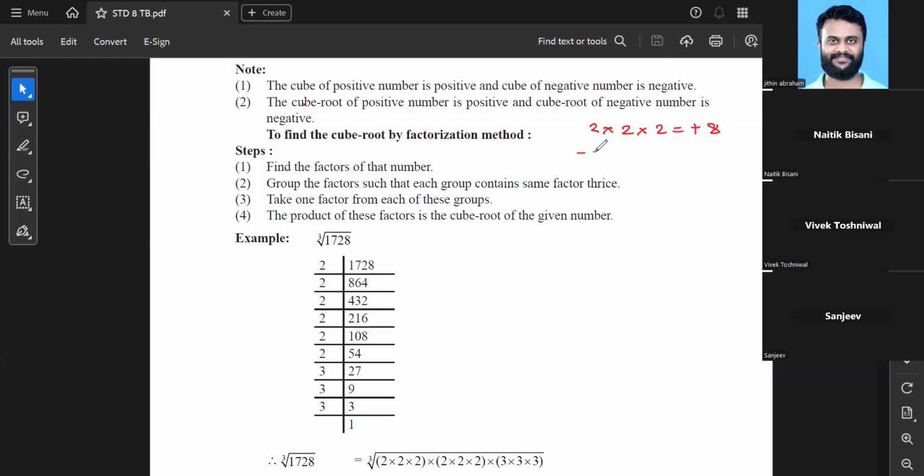Now, if you are cubing minus 2, this was 2 cube. Now I'm going to do minus 2 ka cube. It's minus 2 multiplied by minus 2 multiplied by minus 2. So obviously 2 multiplied by 2 multiplied by 2 is 8. Minus and minus gives you plus. Okay, these two symbols give you plus. And then when you take this minus, plus and minus combine to give you minus. So I hope it's clear.